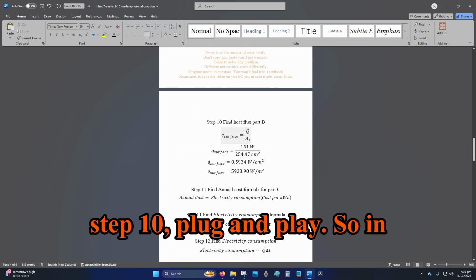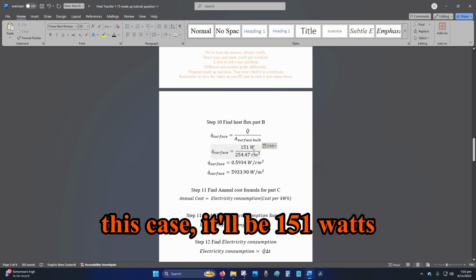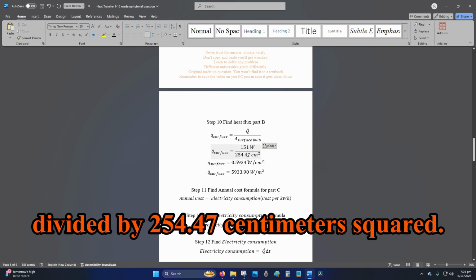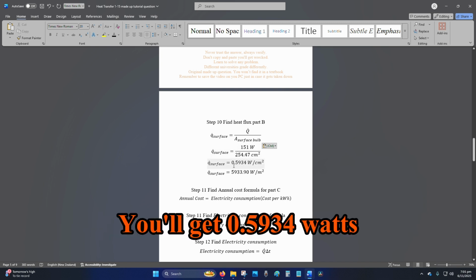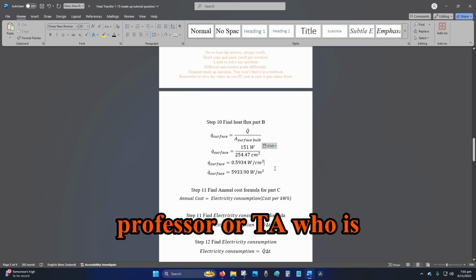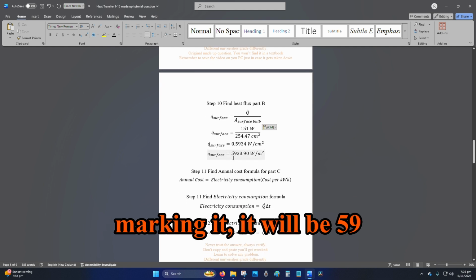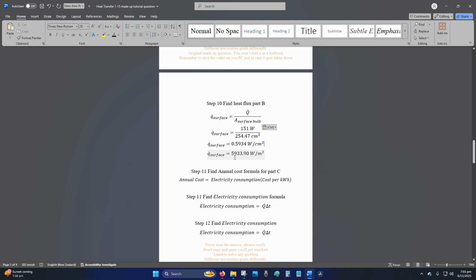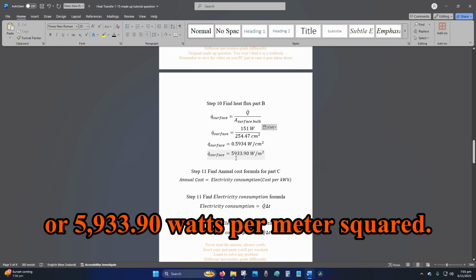Okay, step 10, plug and play. So in this case, it'll be 151 watts divided by 254.47 centimeters squared. You'll get 0.5934 watts per centimeter squared. And just in case your lecturer or professor or TA who is marking it, it will be 5,933.90 watts per meter squared.